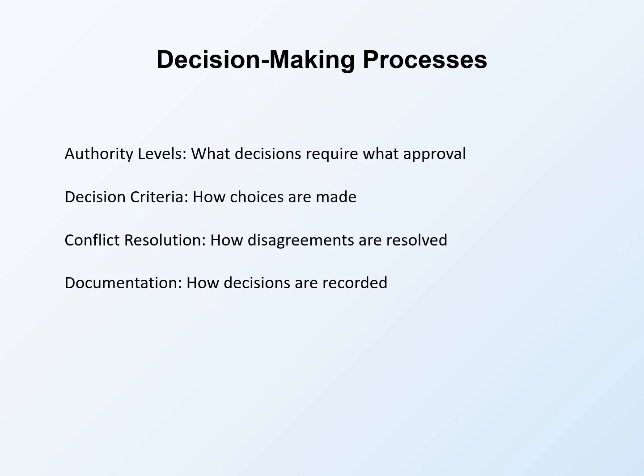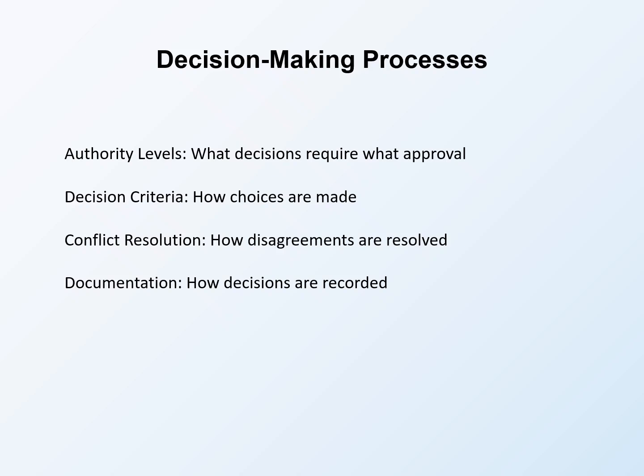Effective descriptions of decision-making address several dimensions. Authority levels specify who can make which types of decisions. Perhaps the project director approves expenditures under $1,000, while larger purchases require executive director approval. Perhaps clinical decisions rest with licensed professionals, while administrative decisions follow a different path. Clarify these boundaries.